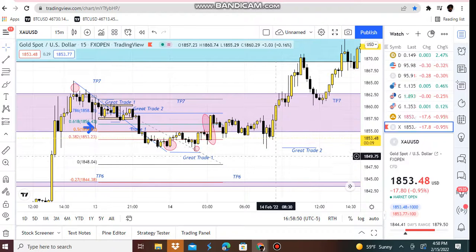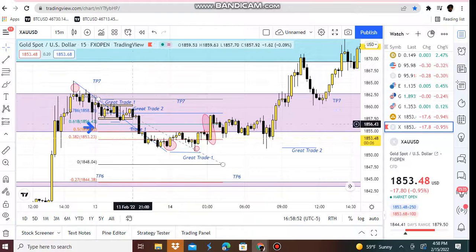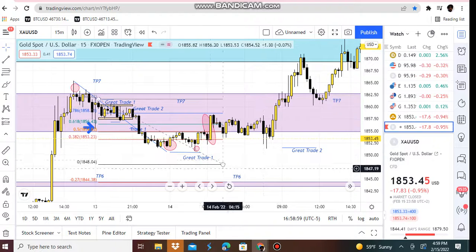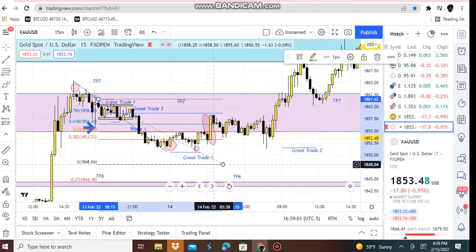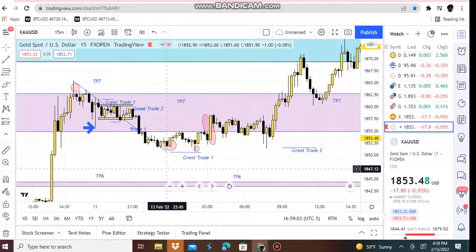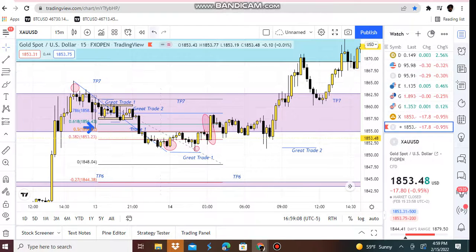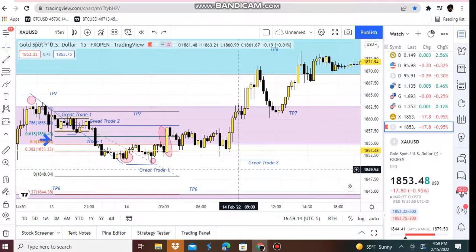So extremely important: once price breaks this trend line, boom, get out of this trade. We thought price was going to go to our 27 extension level, and it didn't. Once price breaks this trend line, boom, you can get in. We thought price was going to go to the 27 extension, it didn't. And you could have got in for great trade one and great trade two, and rolled this all the way up to take profit 8.